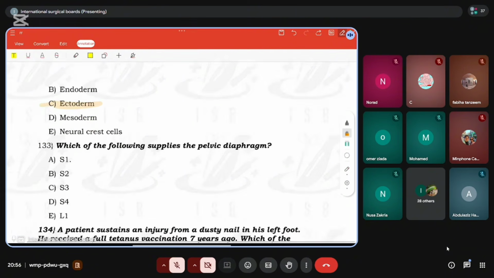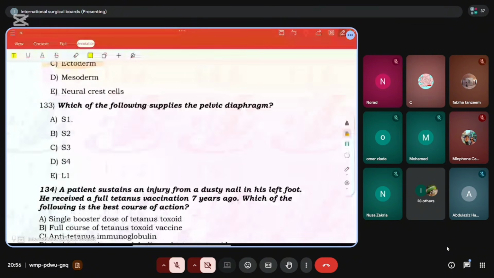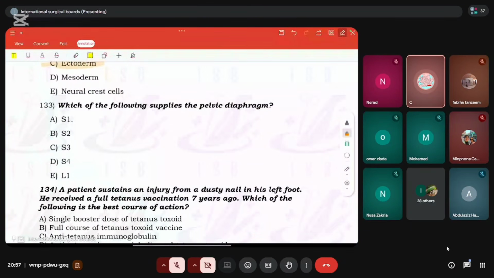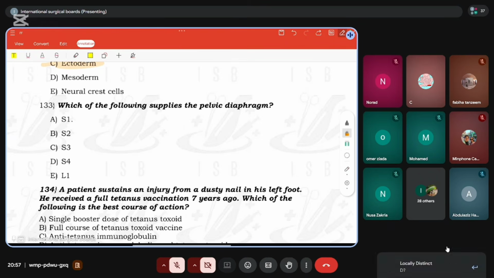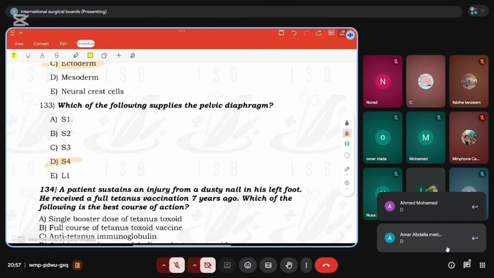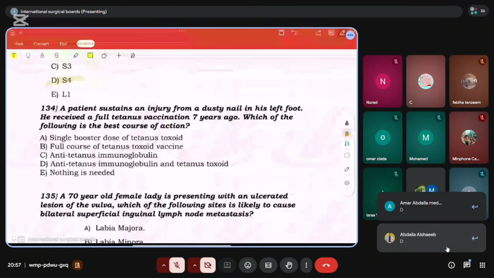Okay, let's see the next one. Which of the following supplies the pelvic diaphragm? This was a debated question because people said it could really be S3 or S4, and therefore there was some debate about which was the best answer. S4 supplies the floor, right? S4 is the main nerve root. S4, right, yeah. Okay, let's see the next one.